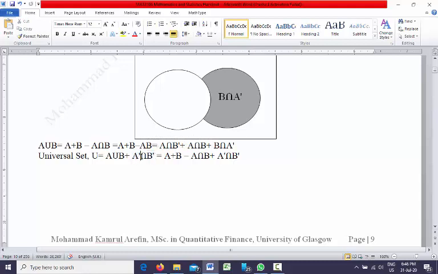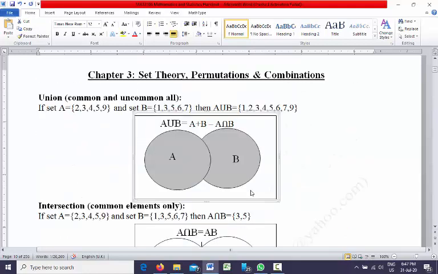Intersection means both. So that means the area where both A is not there and B is not there. This is the white portion.